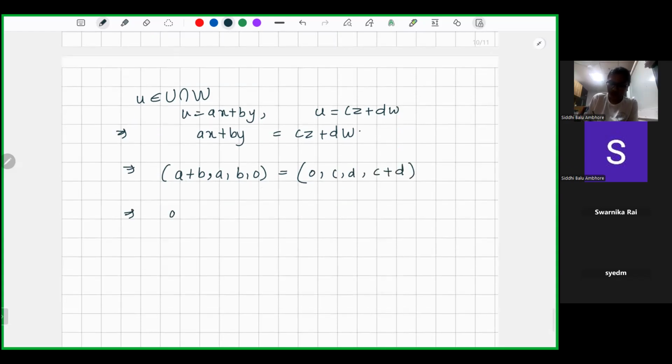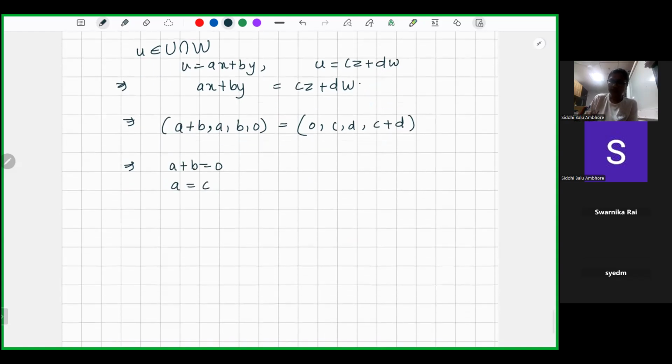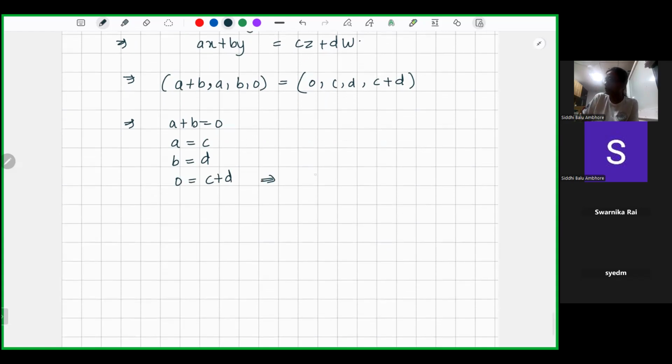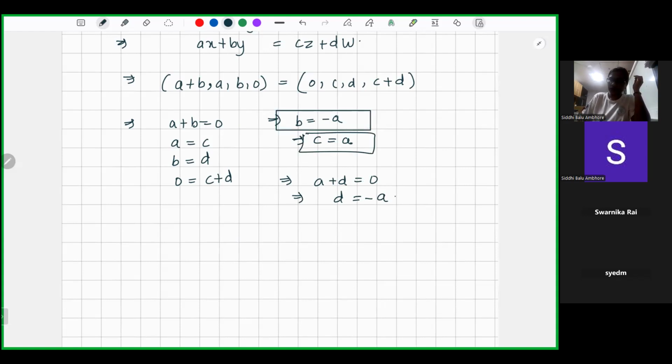So the first equation we get is A plus B is equal to 0. Second equation we get A is equal to C. Third equation we get B is equal to D. And the final equation we get 0 is equal to C plus D. So this will give me B is equal to minus A, and C is equal to A. Once I have C is equal to A, I have A plus D is equal to 0, which gives D is equal to minus A. So I got B in terms of A, C in terms of A, and D in terms of A. And B is equal to D is happening because B is minus A and D is also minus A.